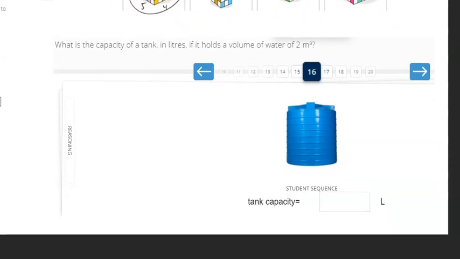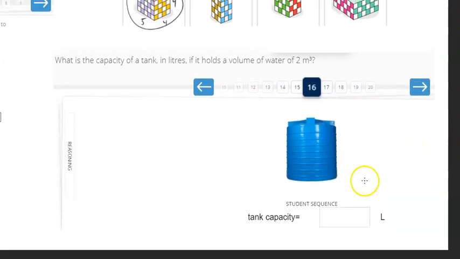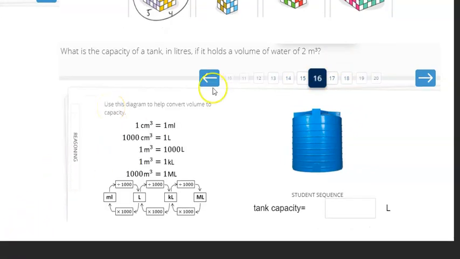And the last question. What is the capacity of a tank in liters if it holds a volume of water of 2 cubic meters? So remember, we'll need that trusty conversion chart to help us out. There we go. So we're looking for 2 cubic meters. So anything to do with cubic meters that transfers to liters. Again, it's this one here. So if 1 cubic meter is 1000 liters, well, 2 cubic meters must be 2000 liters. So my answer is 2000 liters.